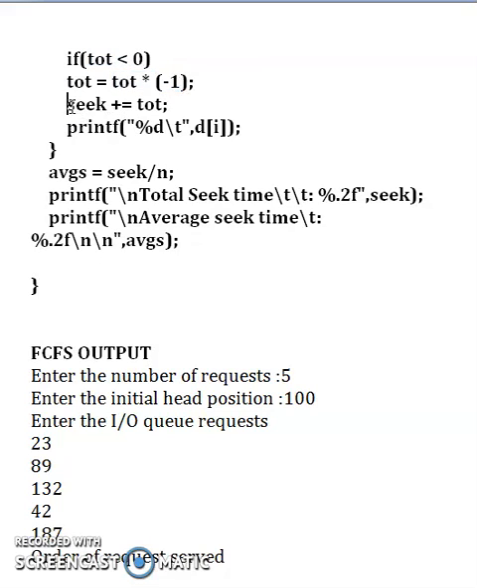Then, to calculate the seek, seek is equal to seek plus total. Seek will first be initialized to 0. This process will continue till it reaches the last element of the array, and after that, the average seek time will be taken as seek divided by the number of requests given as input.